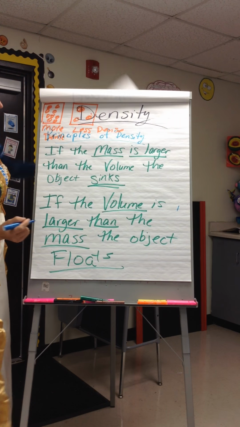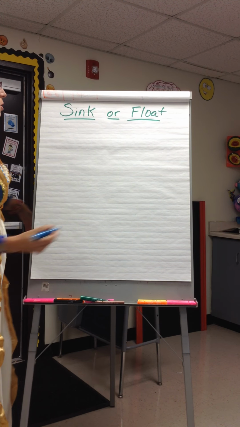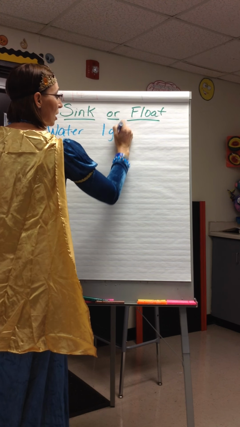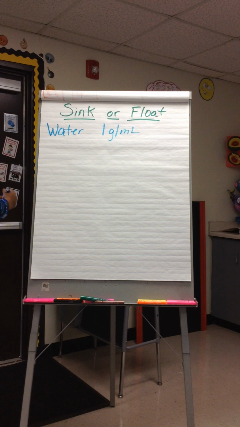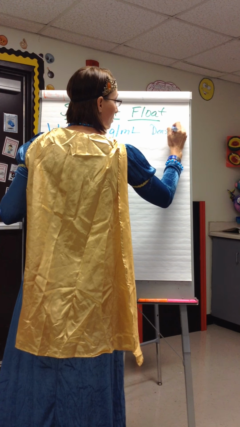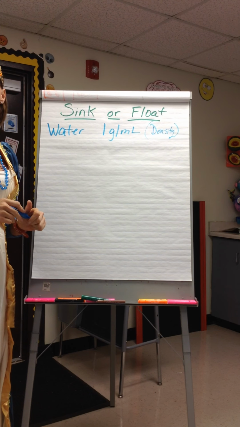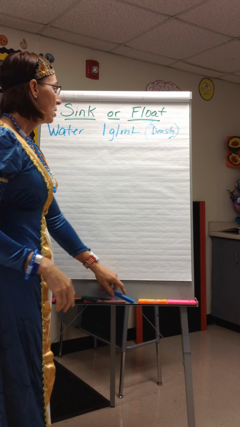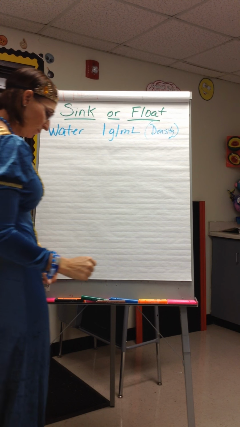Now, you're going to do another lab called sink or float. Water is 1 gram per milliliter. That is the density of water. You need to memorize that. It's pretty easy to remember. Just remember 1. That means for every milliliter there is 1 gram, and that is the density of water.